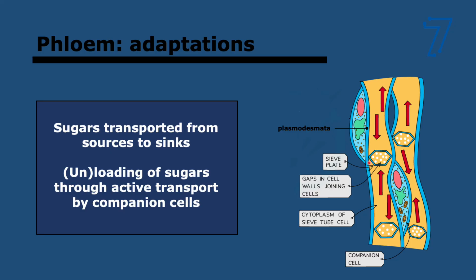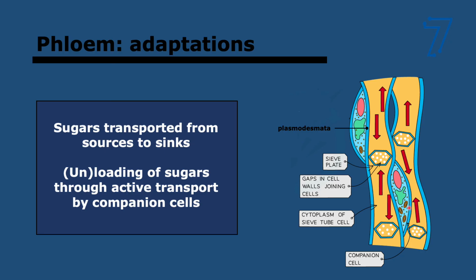So sieve tubes provide the channels in the phloem, and they develop from columns of cells, which become connected by large perforations in their cell walls. As you can see here, these are called sieve plates. So in the xylem, they're completely lost. In the phloem, they're perforated, and this allows contents to flow through the phloem.